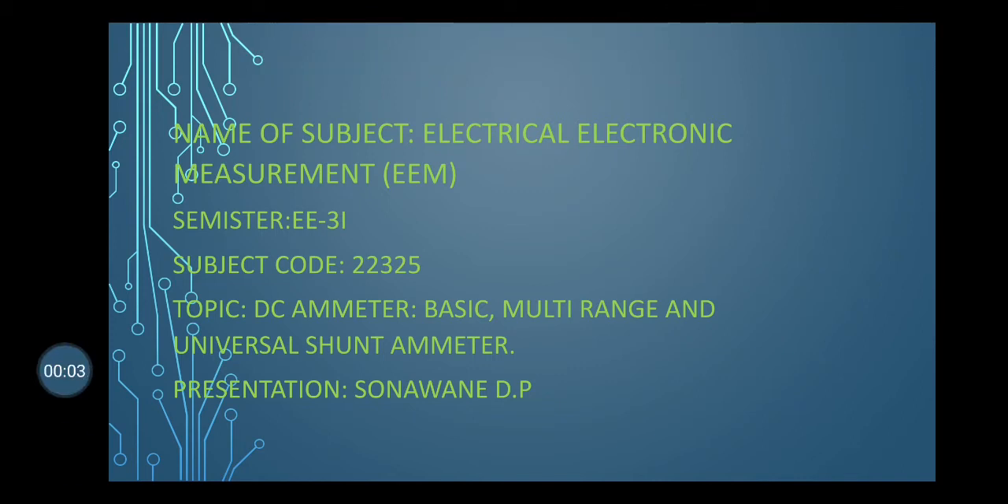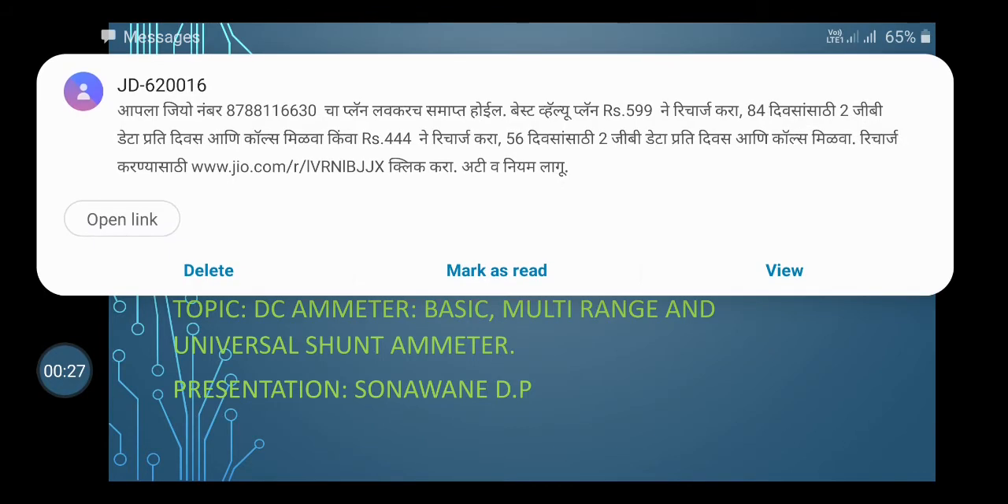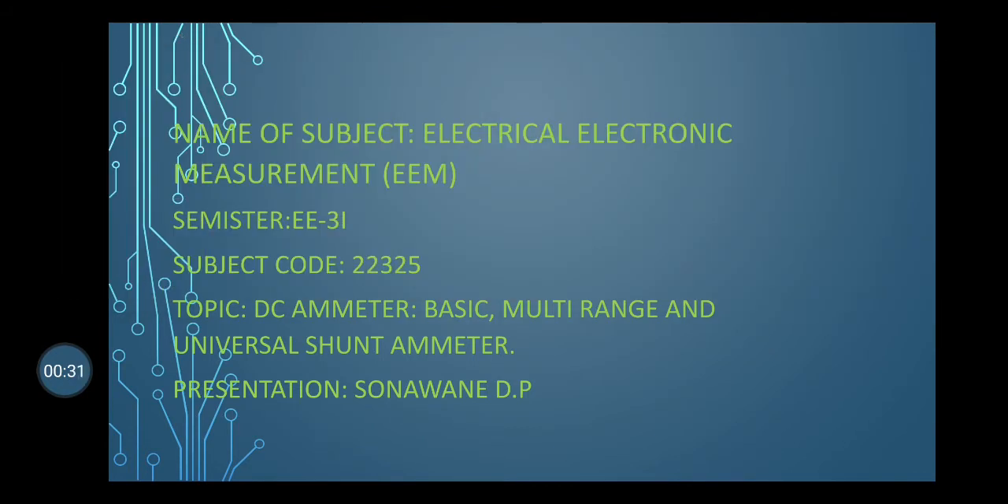Subject name is Electrical Electronic Measurement, that is EEM. This is the second year subject. Subject code is 22325, and the topic of today's lecture is DC ammeter, that is the basics of a DC ammeter, multi-range and universal DC ammeter, and myself DP Sonone from electrical department.